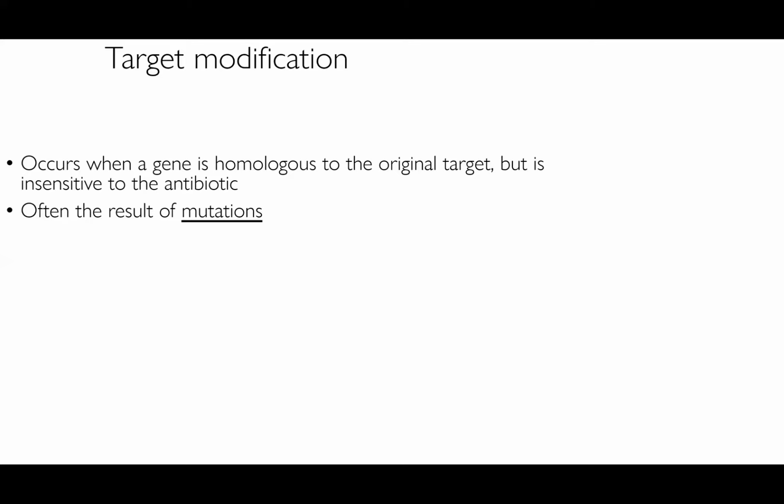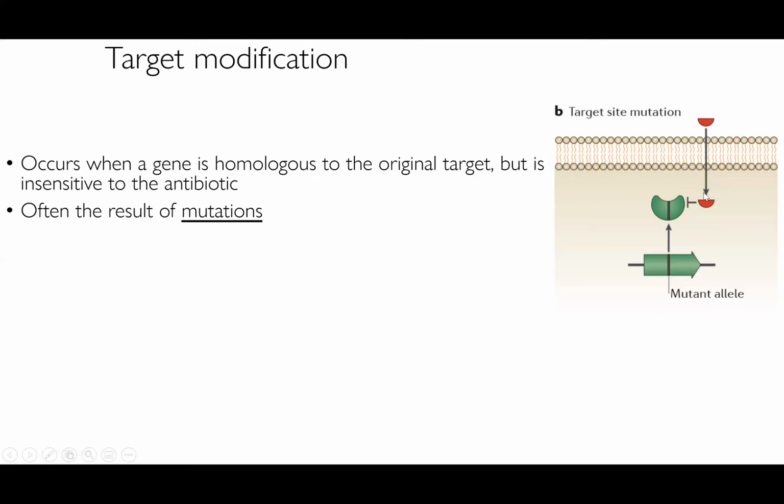The idea being, if we have an antibiotic, it comes into the cell and it targets some sort of molecule. If there's some sort of mutant allele, this will make the molecule slightly differently shaped, so the antibiotic will no longer work.